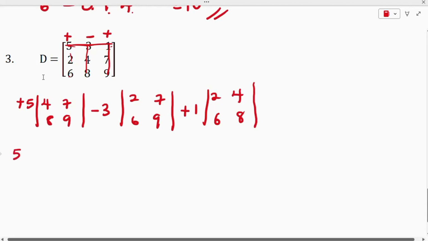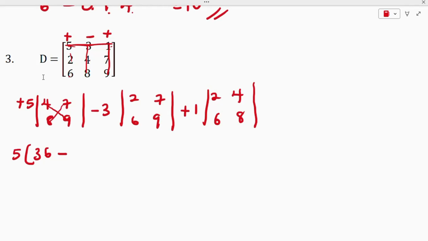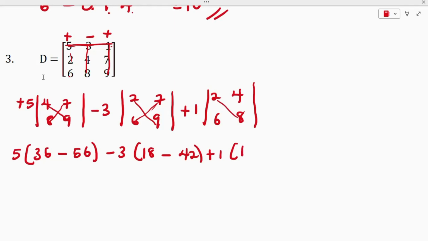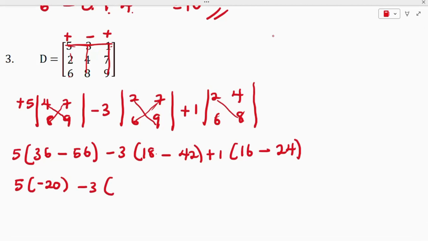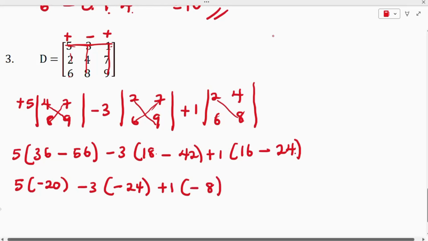So we multiply, we have that 5 into 4 times 9 is 36, minus 8 times 7 to be 56, minus 3 into 2 times 9, 18, minus 7 times 6 is 42, plus 1 into 2 times 8, 16, minus 6 times 4 is 24. So from here we have that 5 is going to multiply 36 minus 56 is negative 20, minus 3 into 18 minus 42 is going to give us minus 24, plus 1 multiply 16 minus 24 is going to give us minus 8.